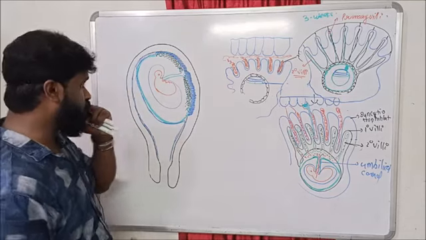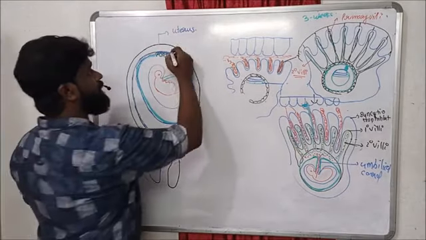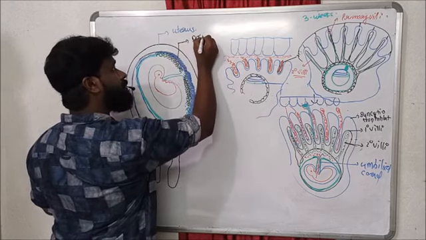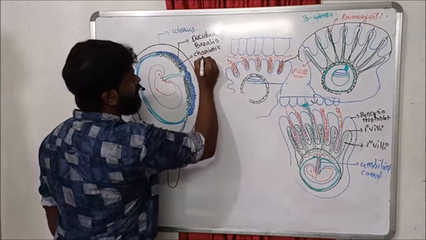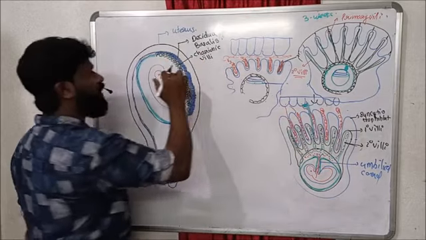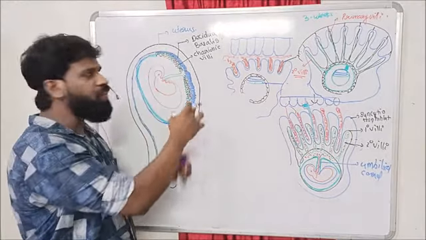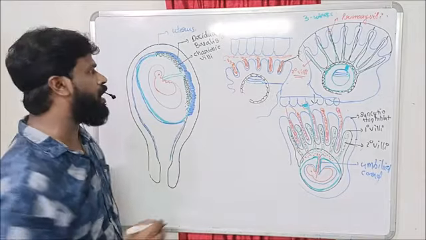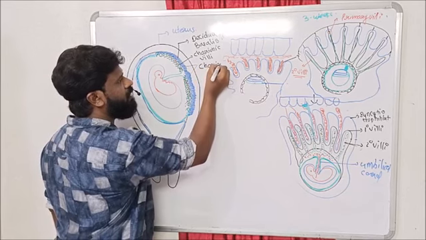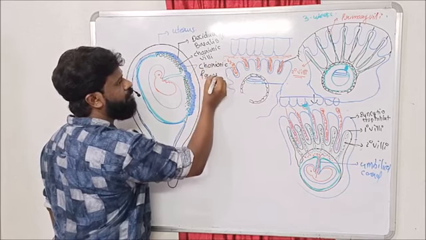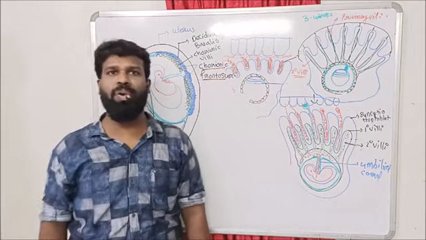See now, within the uterus, this is the uterus. This part is the decidua basalis of the uterus. These are the chorionic villi, all of these are chorionic villi. All these chorionic villi are collectively called chorionic frondosum.